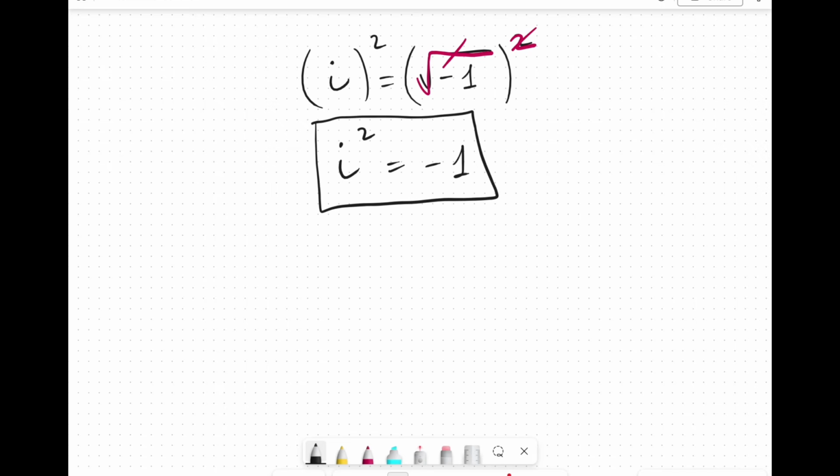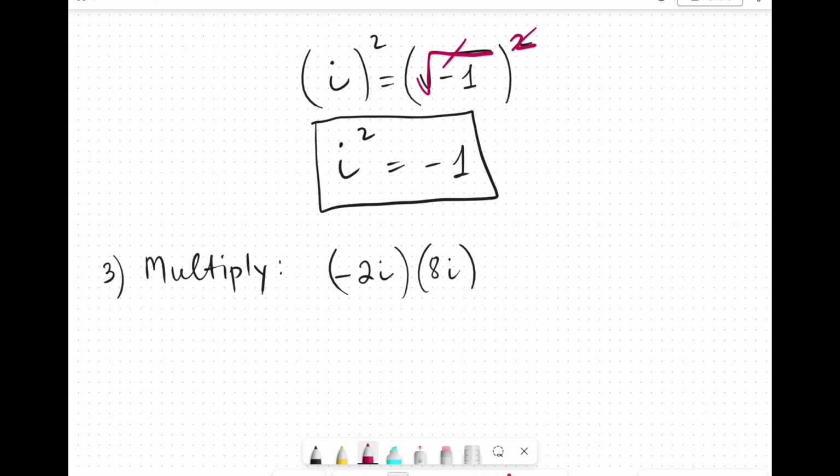Here's the multiplication example. In this example, you're asked to multiply a complex number that doesn't have a real part, negative 2i, by a similar complex number, 8i. To multiply these two, you will multiply negative 2 by 8, which will make you negative 16. And you will also multiply an i by an i, and i times i is i squared. Going back to the formula above, i squared will always need to be replaced with negative 1. So this question becomes negative 16 times negative 1, which is positive 16.